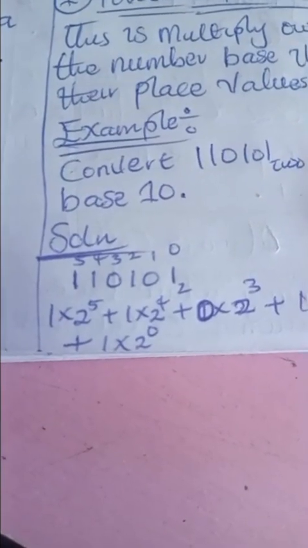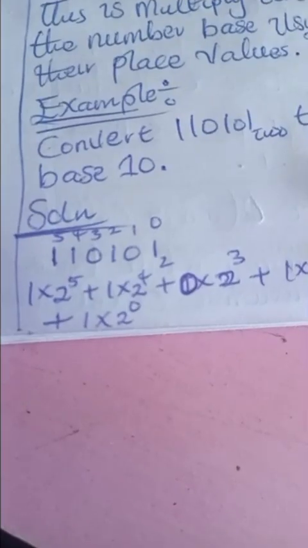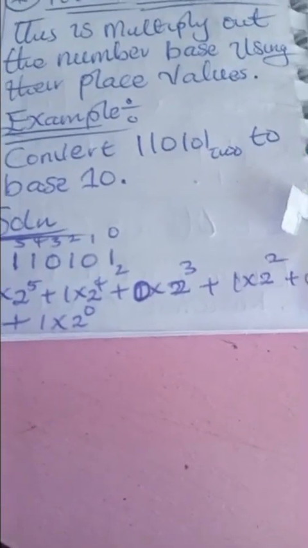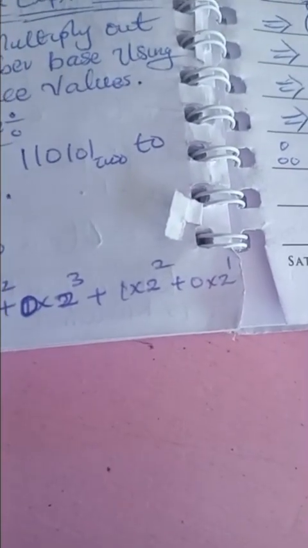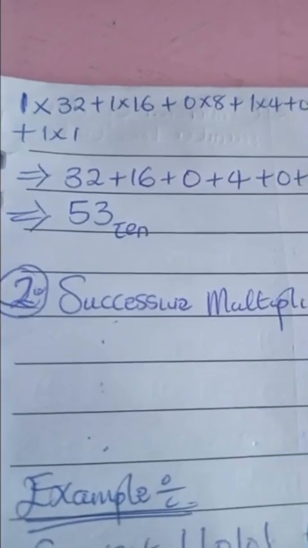So 1 times 2 raised to power 5, plus 1 times 2 raised to power 4, plus 0 times 2 raised to power 3, plus 1 times 2 raised to power 2, plus 0 times 2 raised to power 1, plus 1 times 2 raised to power 0. Now this is what we get.